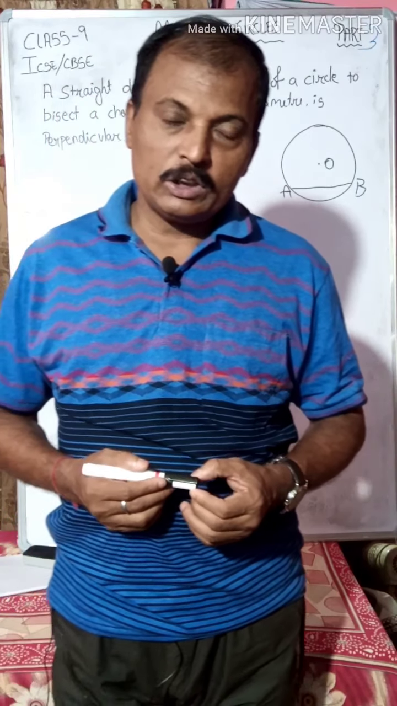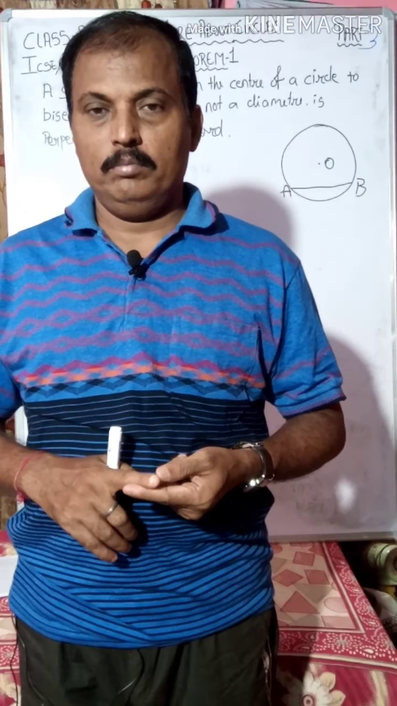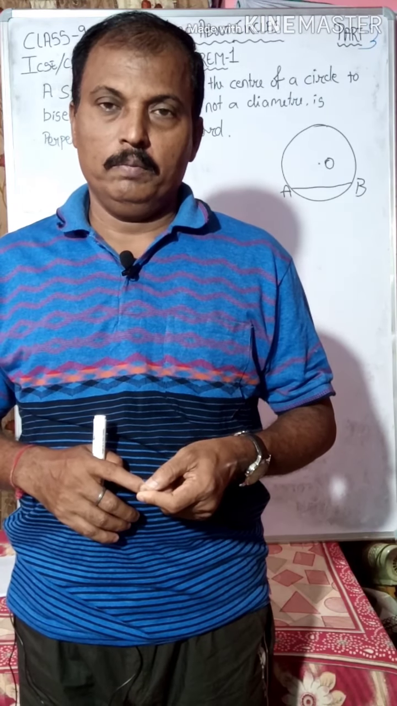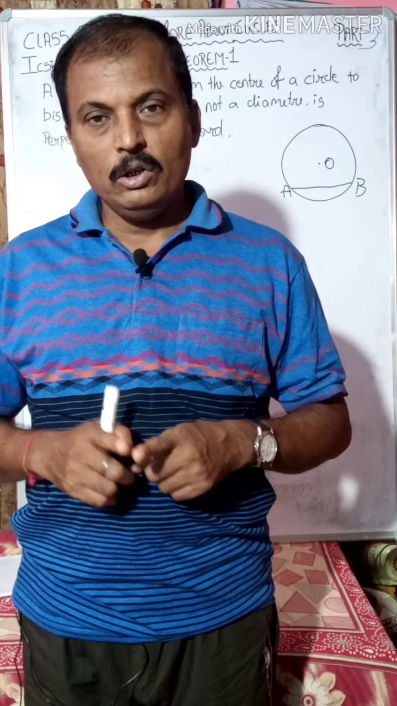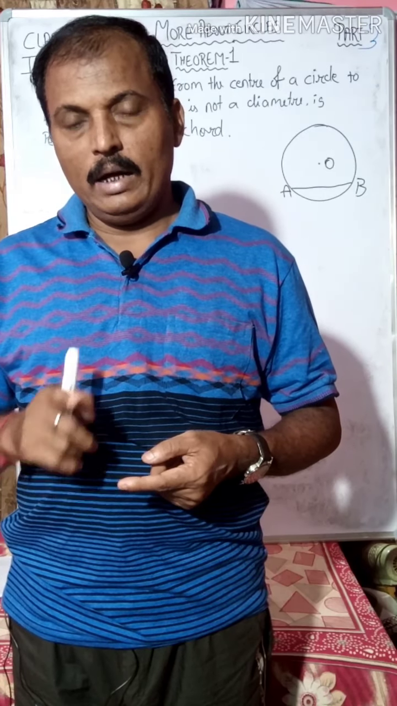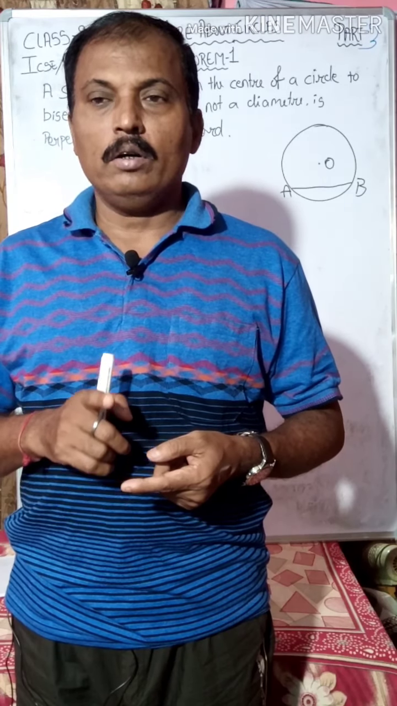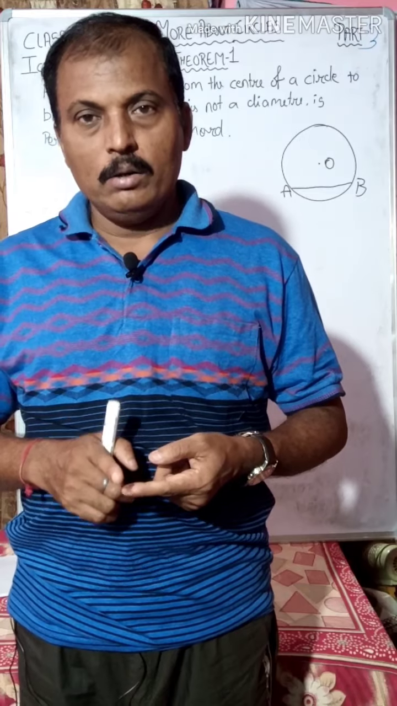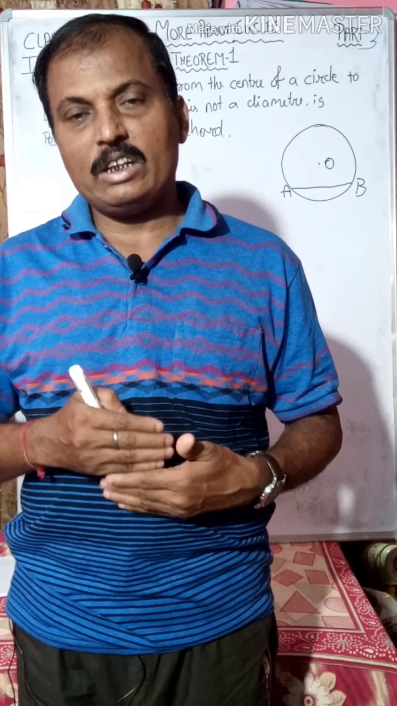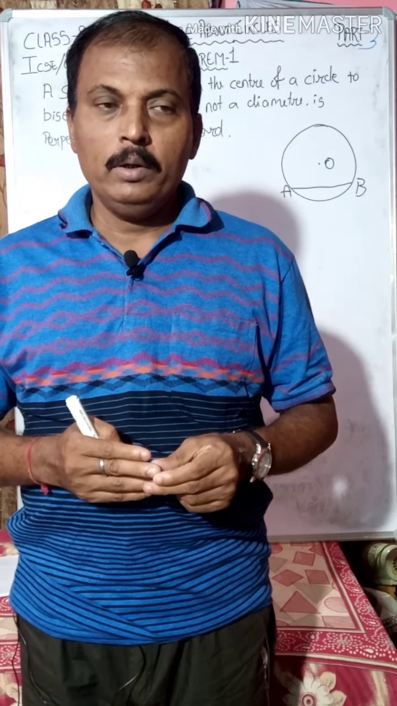In our last video we discussed the basic fundamental things relating to circle. What is a circle? What is a fixed point? What is a chord? What is a radius? What is a diameter? What is an arc? What is a segment? What is a major segment, minor segment, semicircle, major arc, minor arc? All these things we discussed in our last two videos, but today we will discuss the theorem relating to circle.